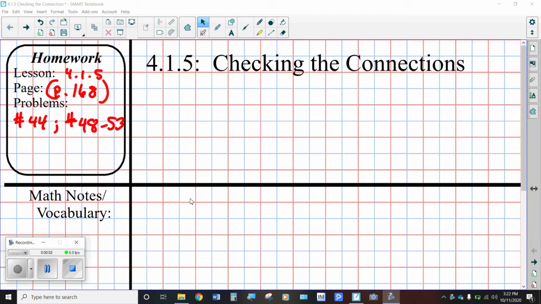All right, so let's take a look at lesson 4.1.5. This is called checking the connections. And we are going to continue going back and forth between rules and graphs and tables and tile figures. We're going to look at the growth patterns and the starting points, the information we've been provided, and then we're going to create the other representations that would match it. So we'll have a total of 4 representations for each example we're working on, and I think we'll always start off with 2. So let's take a look.